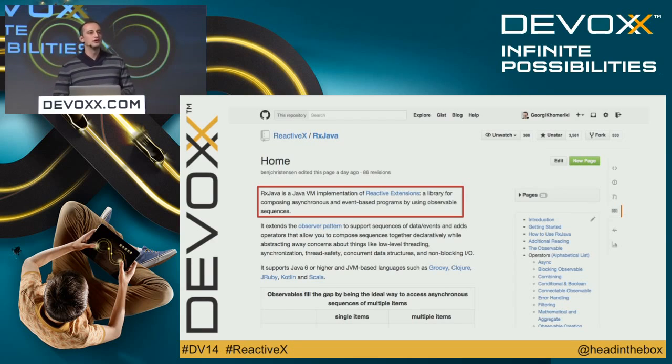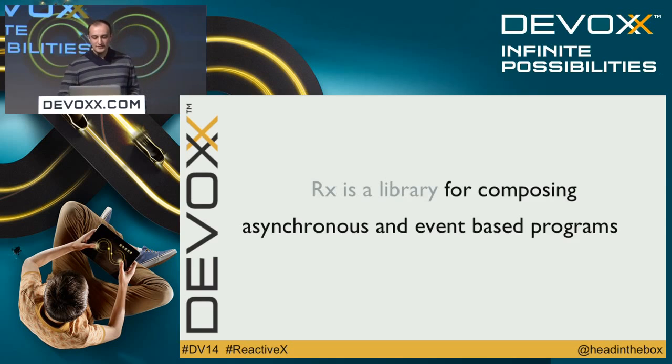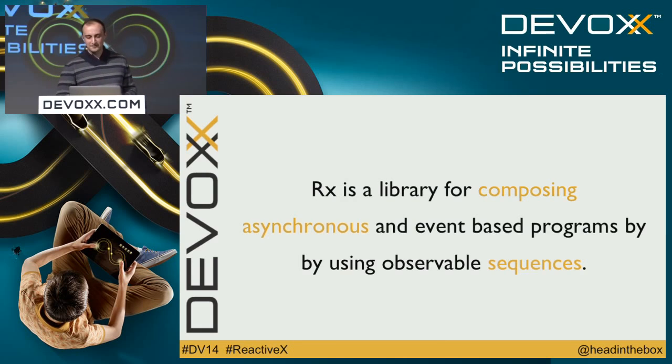So we browse to the GitHub repository, go to the wiki of, say, RxJava, and we see immediately the first sentence. So let's zoom in on this first sentence. It says, Rx is a library for composing asynchronous and event-based programs. And it does so by using observable sequences. Now, what are we really talking about here?